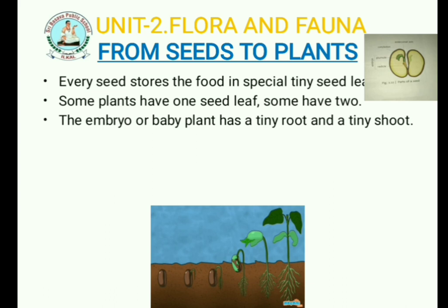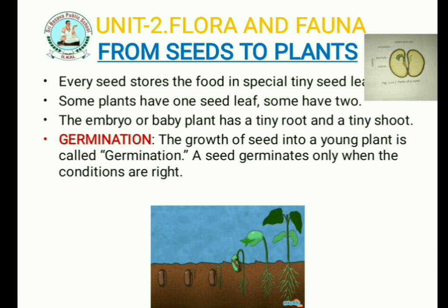So, the next very important point is germination. Germination is one of the very important points in this chapter, From Seeds to Plants. So, what do we mean by germination? Germination means the growth of a seed into a young plant. Now you take any one seed near your home, and you will see it grow into a young plant. That is called germination.